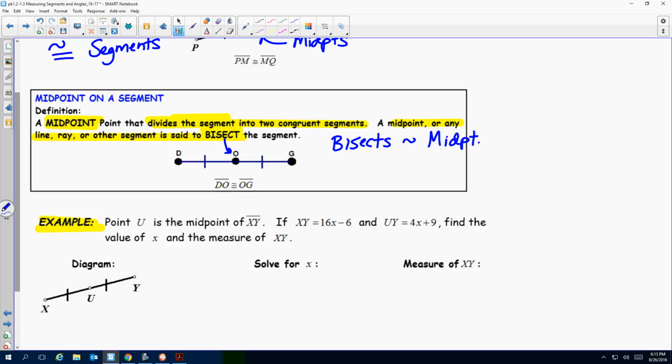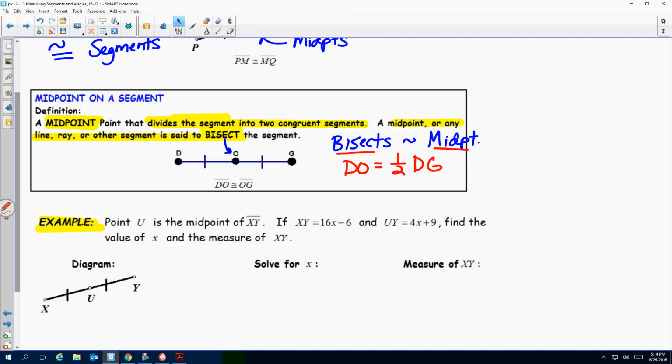Now, the things we want you to understand whenever we see midpoint or the word bisect. So whenever we see these two words, these are the two relationships that we should be coming up with. One, that DO, in this example right here, is half, because it bisects DG, the whole segment, okay?